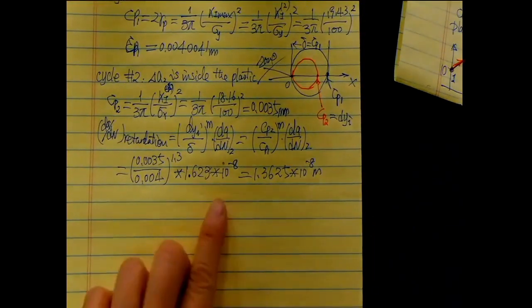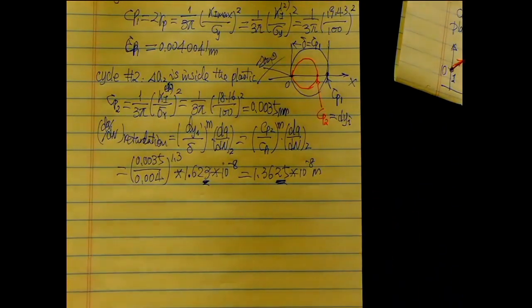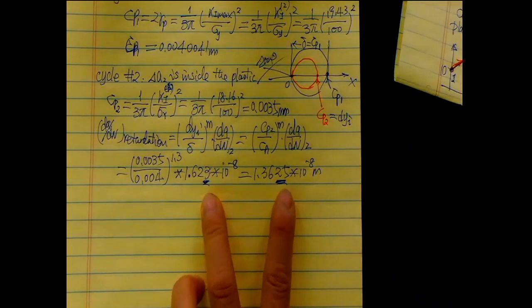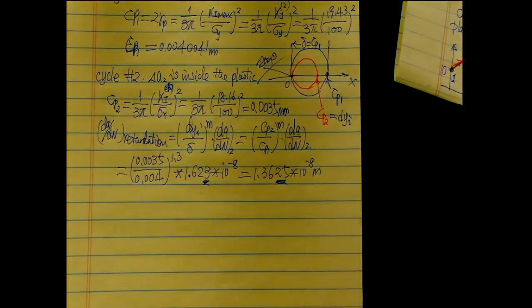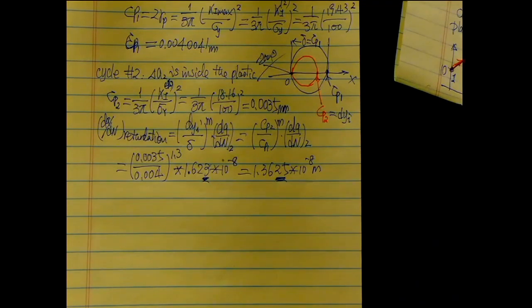Okay, so the retardation, actually, if you look here and here, that's how much it has changed. So within one cycle, it doesn't seem to have a huge effect. It's really small, but if the cycles accumulate up, of course that makes a difference. Okay, so let's look to see what we have for the next cycle.